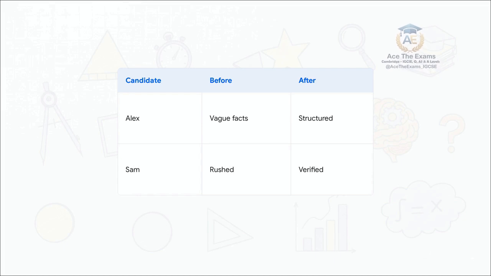And what about Sam? Sam's before was rushed and completely missed the context of the question. The after? Verified and perfectly presented. Sam now writes out the full quadratic formula steps before jumping to the roots, and crucially, actively writes the word reject next to a root that falls outside the given 0 to 360-degree domain. That single verification step in the working grabs the final accuracy marks that Sam was previously just throwing away. It's a complete game changer.